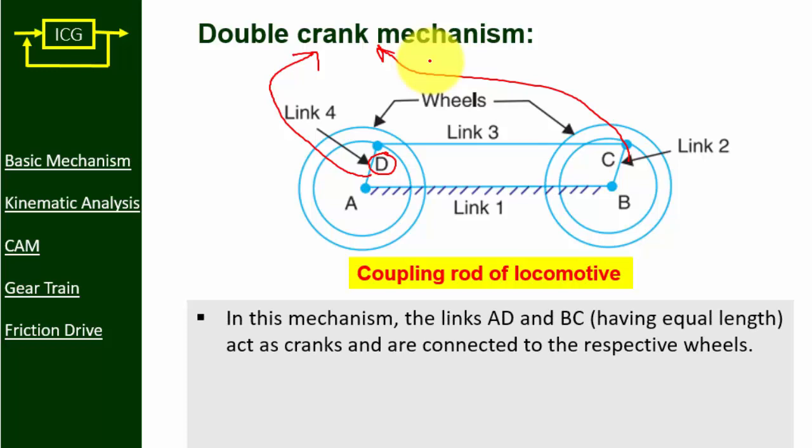In this mechanism, the link AD and the link BC are equal in length, which have been connected by a connecting rod.